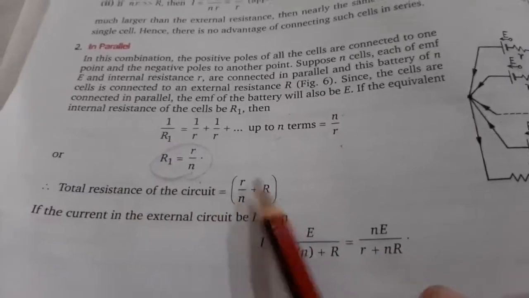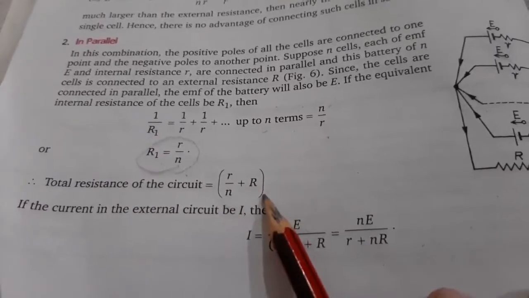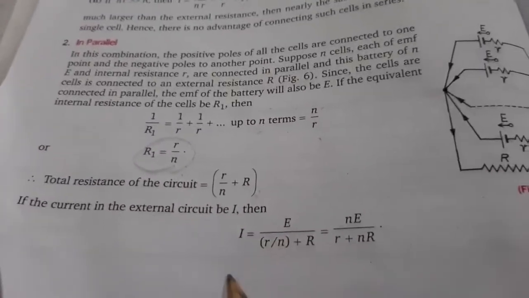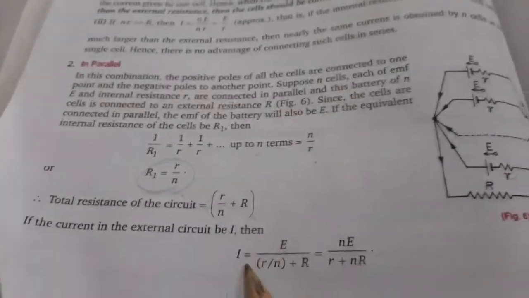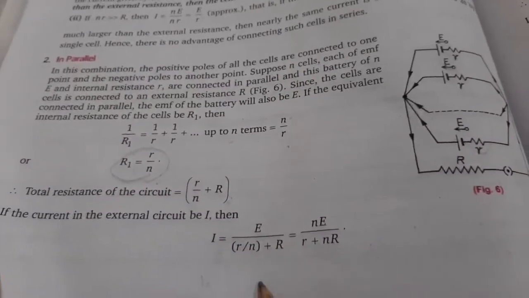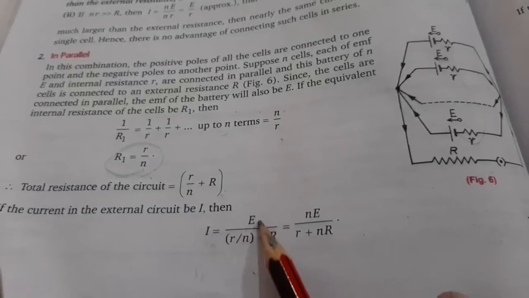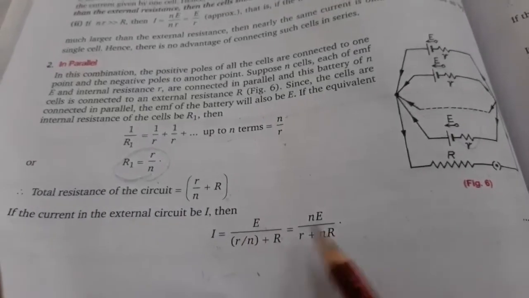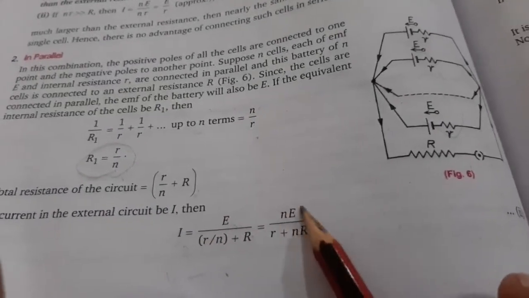So the total resistance of the circuit will be R over n plus R. Now the current, same as in series, we have calculated: I is equal to total EMF over total resistance. So the total EMF is E upon R plus n plus R. After calculating, it will be nE over R plus nR.